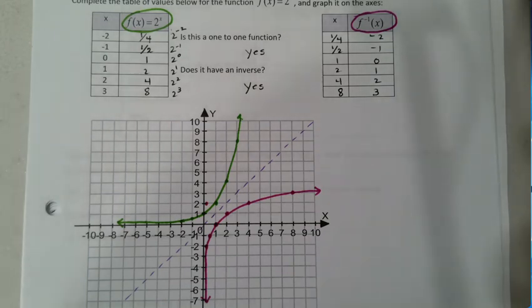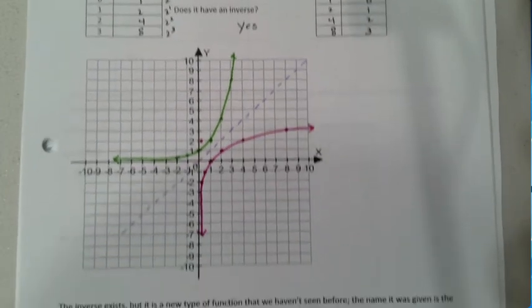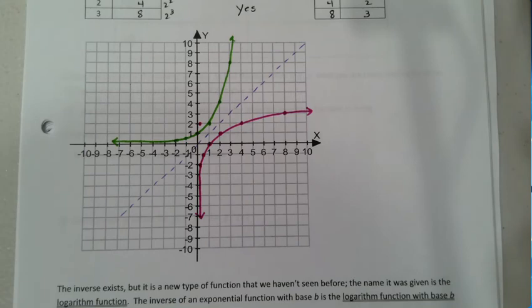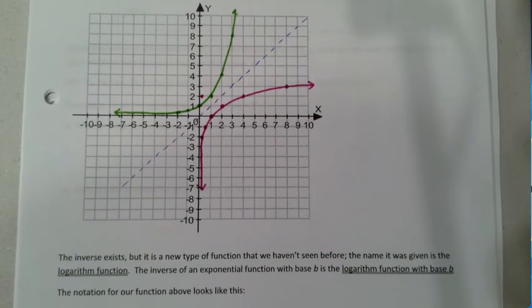Right. So we have a new type of function, something that we haven't seen before. We've never seen a function with a vertical asymptote, at least not yet in this class. So this is brand new. And when we get something brand new, typically what we want to do is give it a name. And the first person who worked with this decided to call this new function the logarithm function.